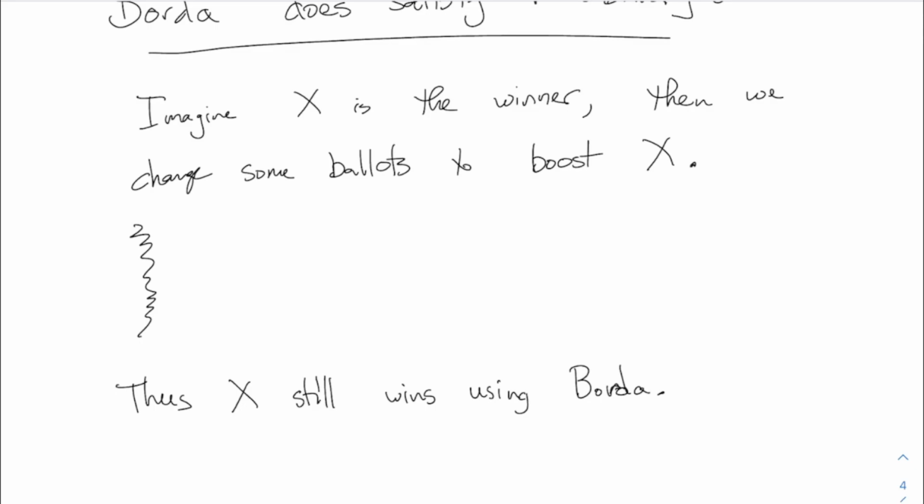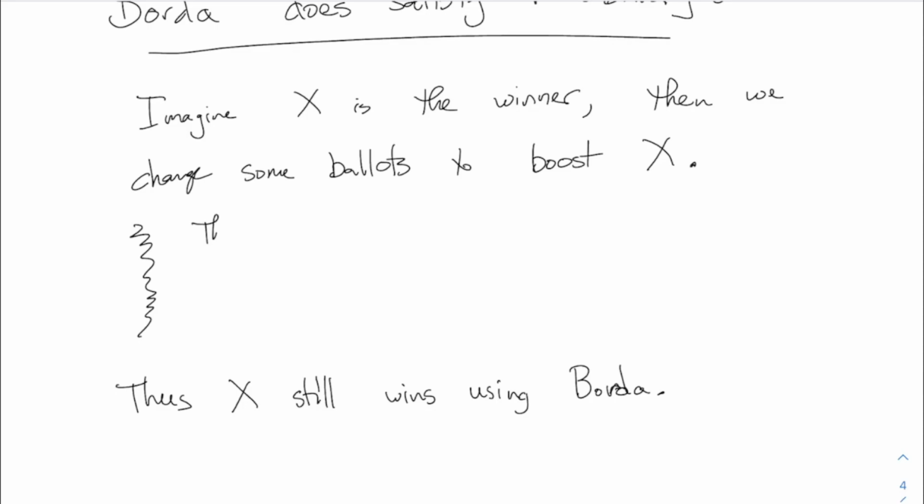Anybody want to think you can explain? How do you know if they were going to be the winner and then you move them up on some of the ballots? How do you know they're still going to be the winner if you use Borda? Yeah. So all that happens is they get more points. Yeah, that's right. You better say something about points because that's what the Borda is about. All that happens is this X is going to get more points and somebody else is going to get less points, but nobody else is going to get more points, right? So X, why is X still going to be the winner?